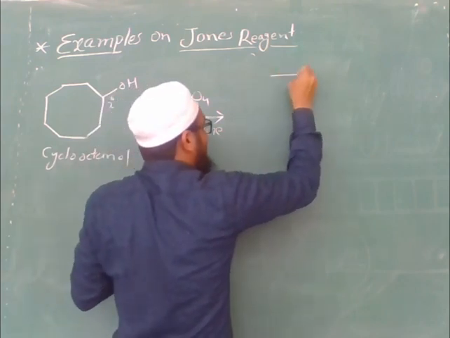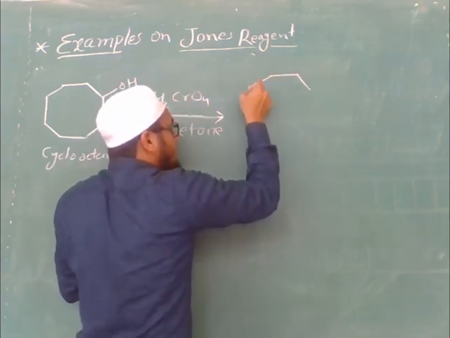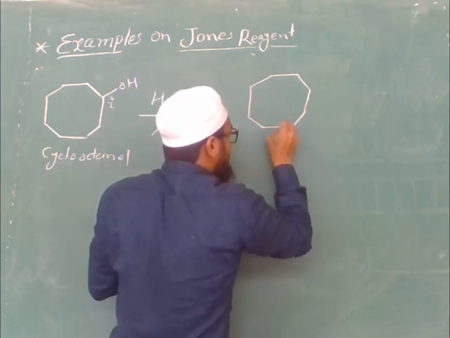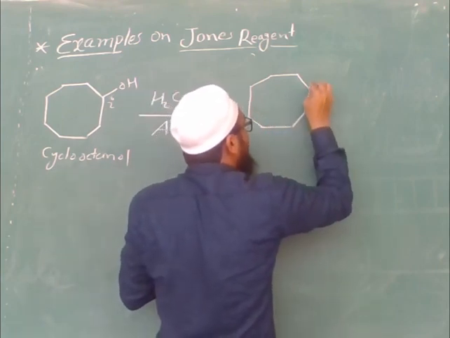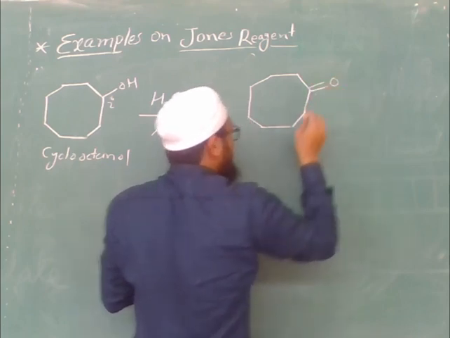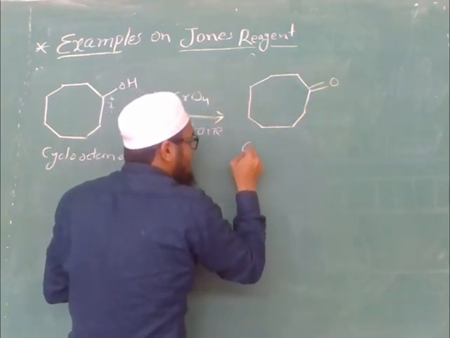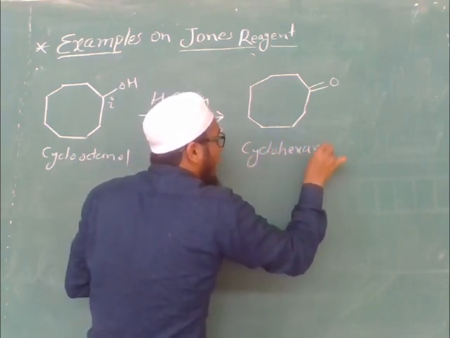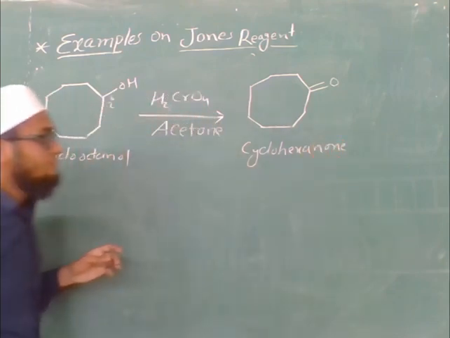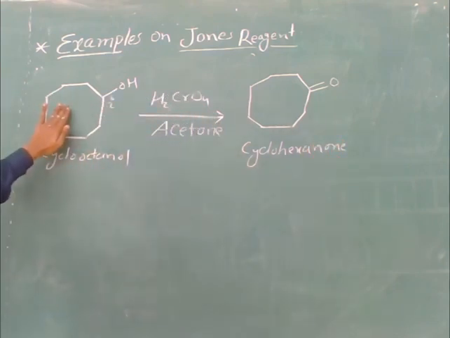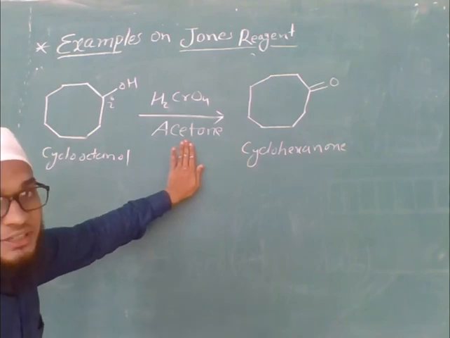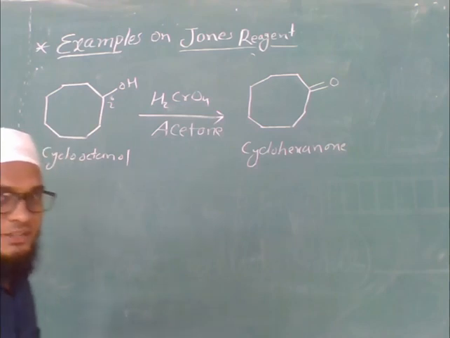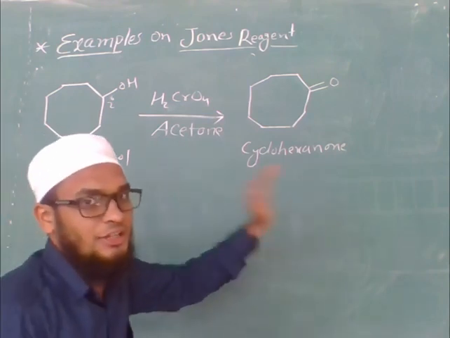So we have this, our 8-membered ring. At first position we will get a ketonic group. So now name this compound. It is cyclooctanone. This compound on reaction with the Jones reagent gives us a ketone. Secondary alcohol is converted into a ketone.